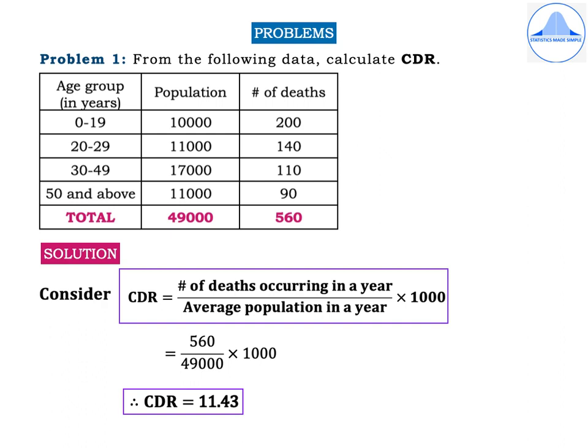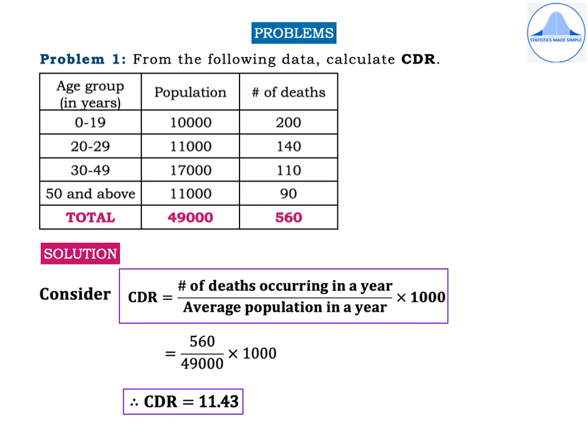So to find out the CDR, we need the total population and the total number of deaths. So in the table, I calculate the total population and get it as 49,000 and the total number of deaths is 560, which is highlighted in pink color.